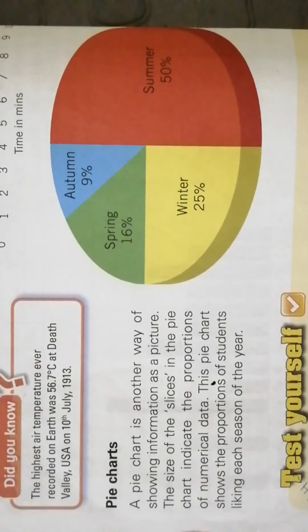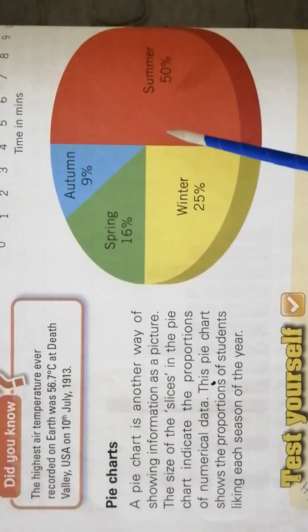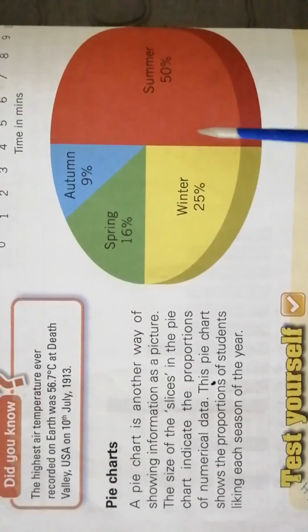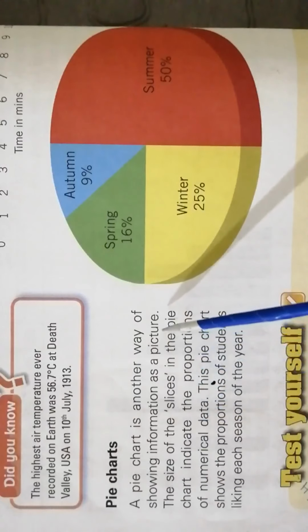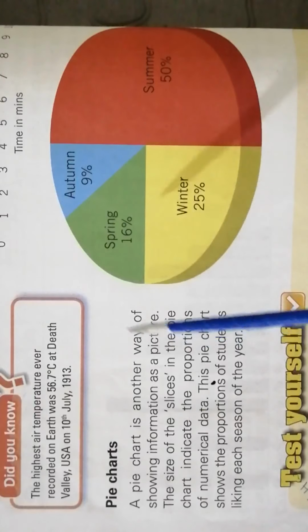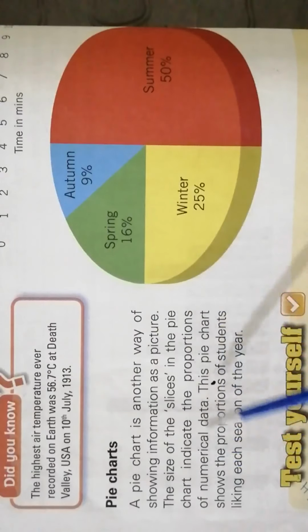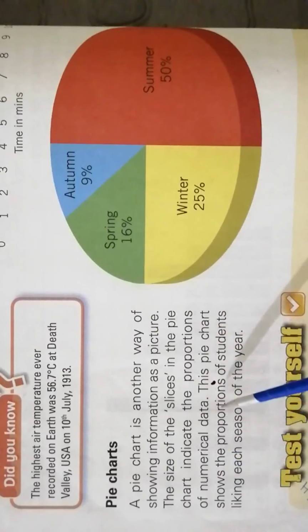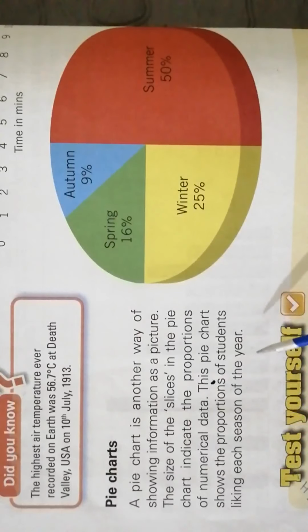Fourth method of presenting your data is pie charts. Here you can see a pie chart. So what is a pie chart? A pie chart is another way of showing information as a picture. So this is the third method used to present your information in the form of picture. Before this, we have already shown you the line graphs and the bar charts. The size of the slices in the pie chart indicate the proportions of numerical data. This pie chart shows the proportion of students liking each season of the year.